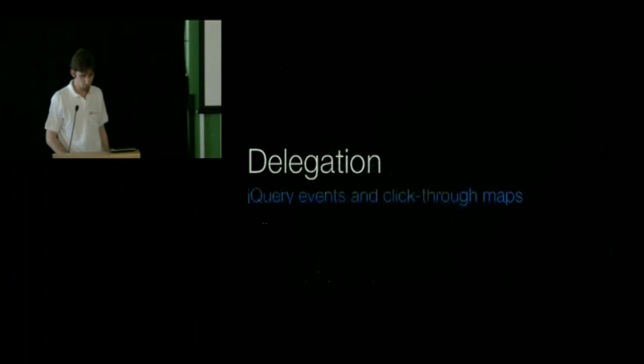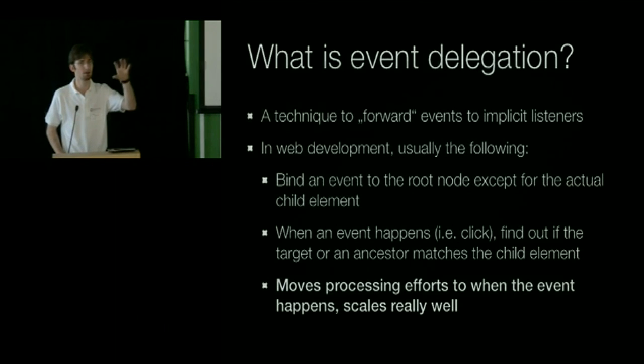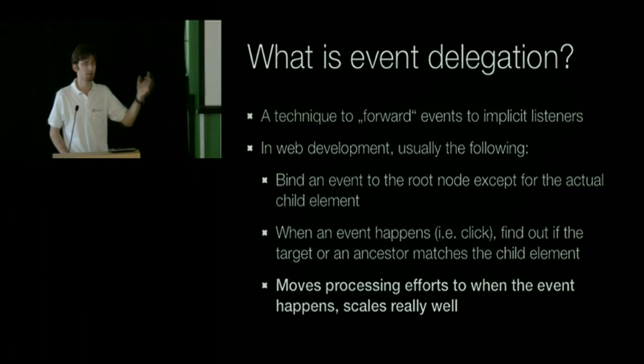So that was rendering. How about delegation? How do you actually make sure that someone can click on a house? So first of all, event delegation. How many of you have heard about event delegation already? Some hands? Okay, few. Event delegation is a technique to forward events to implicit listeners. So in web development, that usually means the following. Bind an event to the root node, so to the body tag, for instance, instead of the actual child element. For instance, if you want to click on an A tag and you want to bind a click event to it, you would usually bind it to the A tag directly, but in this case, you bind it to the root node and then filter out in the callback what kind of node you clicked on.